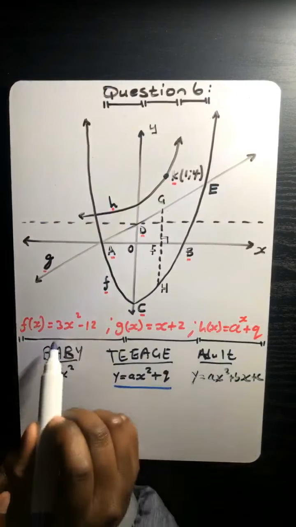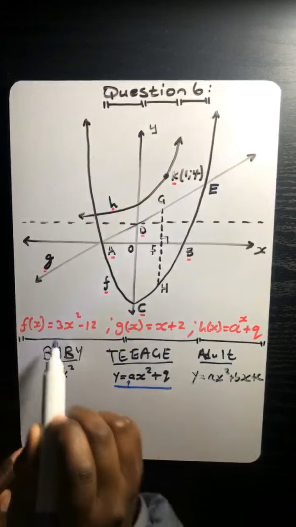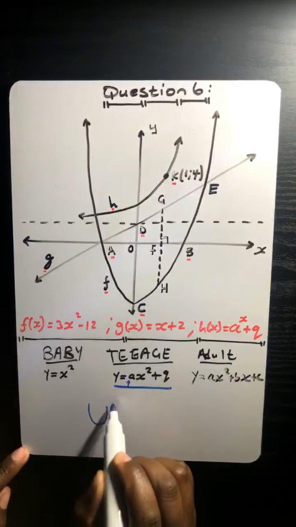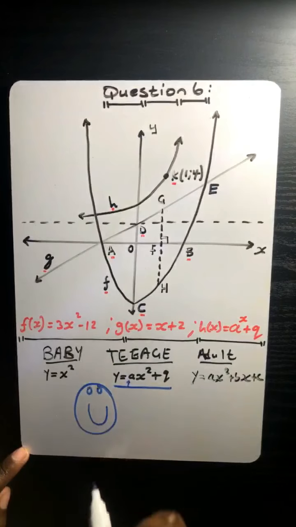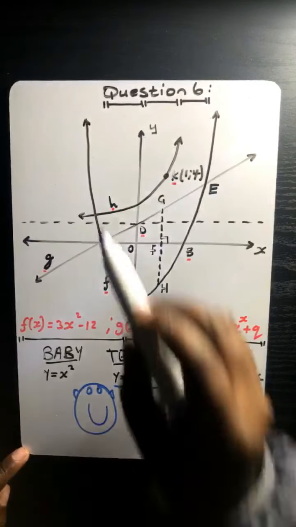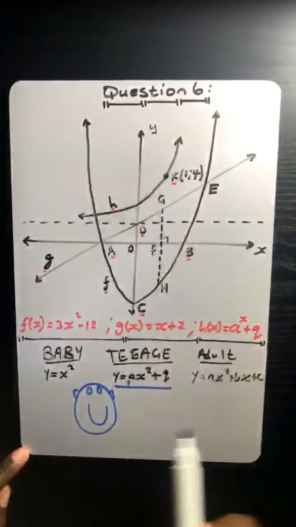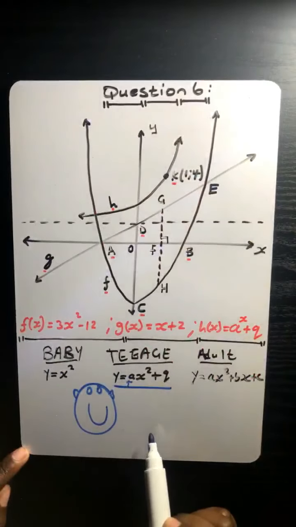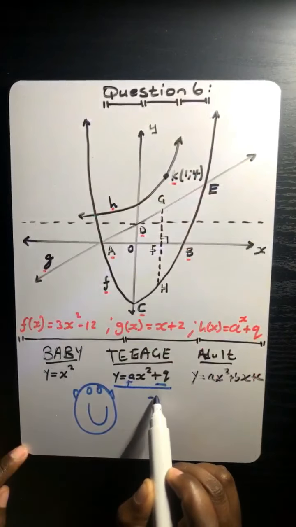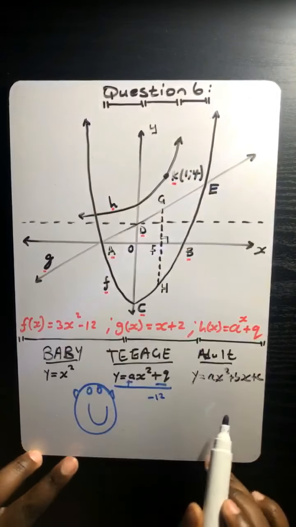Now, can you see your a value being 3? It is positive 3, which means we are going to have a smiling shape of that parabola. Can you see it has a smiling shape? Why? Because the a value is positive. Now, can you see the q value? It is negative 12. So what does negative 12 mean?